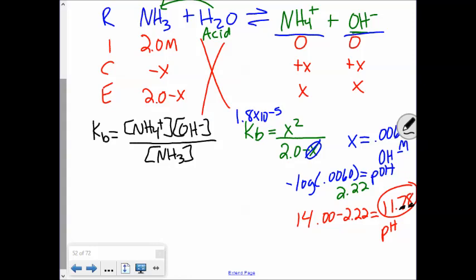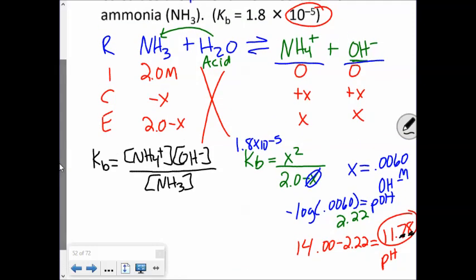But what you should notice about this entire problem is it's pretty much the same pattern that we just did with the acid one. It's x squared over the original minus the x, but you get to eliminate the x, equals the Ka or the Kb. So they become pretty standard. They're formulaic, pretty much showing you the same setup.